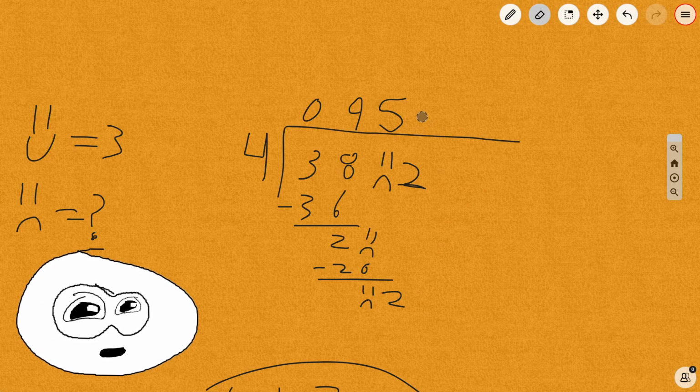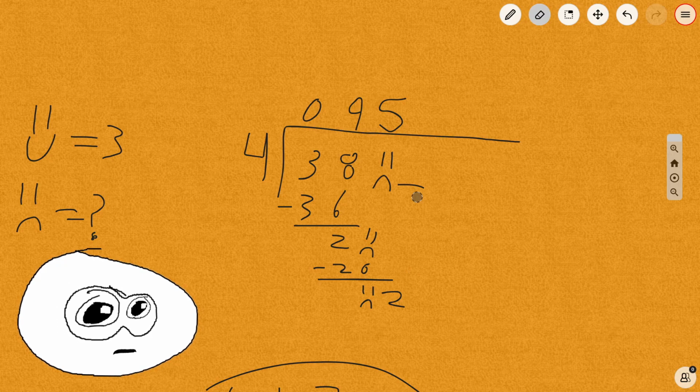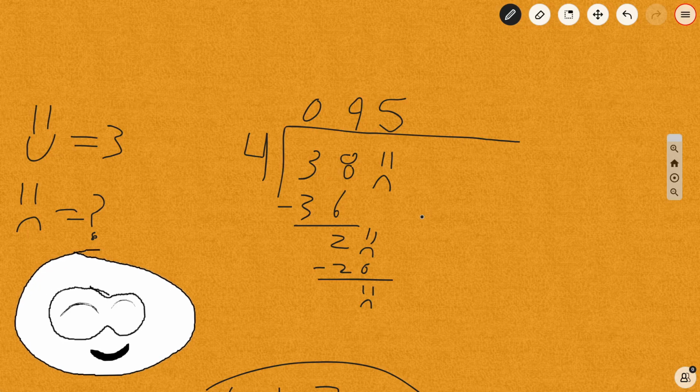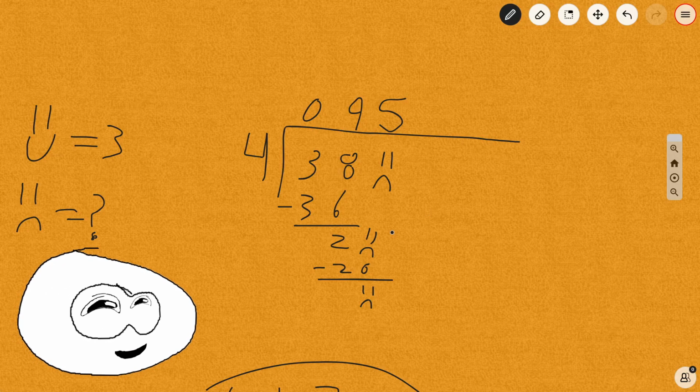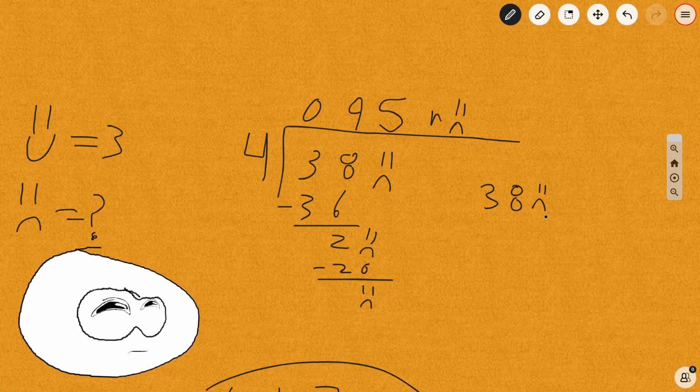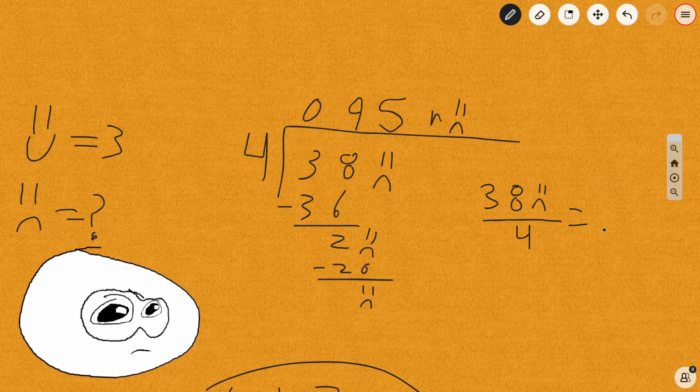So if I just left it as, let's say, frowny face. There we go. Let's cheat a little bit. Let's leave it like this, right? Then that's when you get the remainder frowny face. So 3, 8, frowny face divided by 4 equals 95 remainder frowny face.